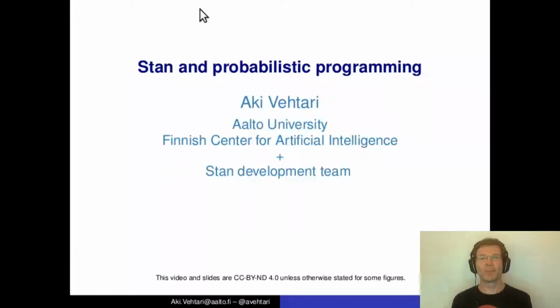Hello, I'm Aki Vehtari. I'm an associate professor of computational probabilistic modeling at Aalto University. I'm also part of the Finnish Center for Artificial Intelligence, and I'm also part of the STAN development team, and that's why I'm now talking about STAN and probabilistic programming overall.